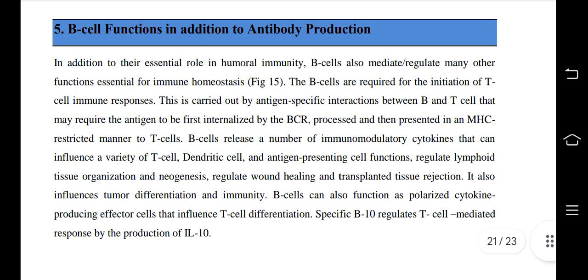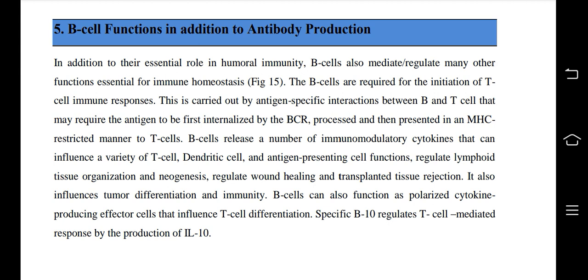B cell functions in addition to antibody production. In addition to their essential role in humoral immunity, B cells also regulate or mediate many other functions essential for immune homeostasis. The B cells are required for the initiation of T cell immune response. This is carried out by antigen-specific interactions between B and T cells that may require the antigen to be first internalized by the BCR, processed, and then presented in an MHC restricted manner to T cells.